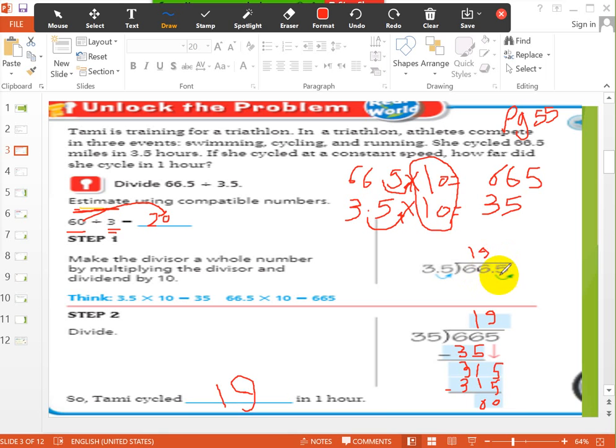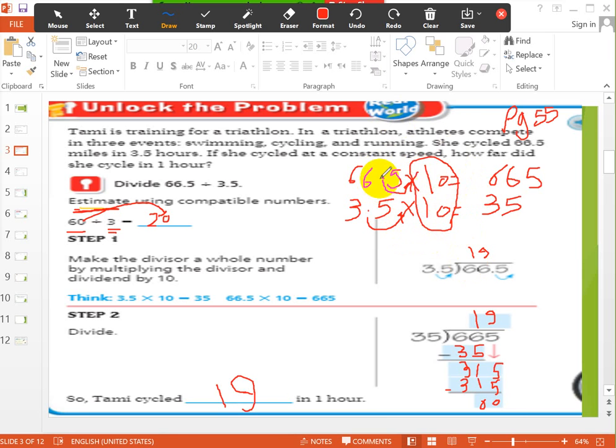I will multiply the dividend and the divisor by the same power of 10, because I have to make it a whole number to be easier for me. That will help me to make the division easier. So I will use this property: if you multiply a decimal number, you have to move the decimal point a number of digits equal to the number of zeros, to the right side. So this is the way of the multiplication.